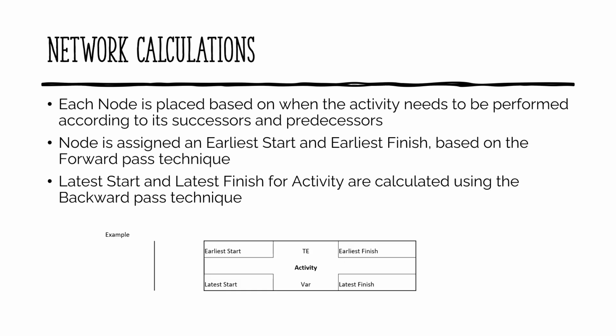These are the network calculations we have for each one of our nodes. So the activity is going to be in the middle, and then the earliest start is going to be in the top left. The expected time is going to be represented by the TE, and the variance is going to be represented by the bar. And then earliest finish is going to be in the top right, latest start, and latest finish. Now we got these variables by using the forward pass and the backward pass technique to calculate each one of them. And we'll be going over that in our network diagram.